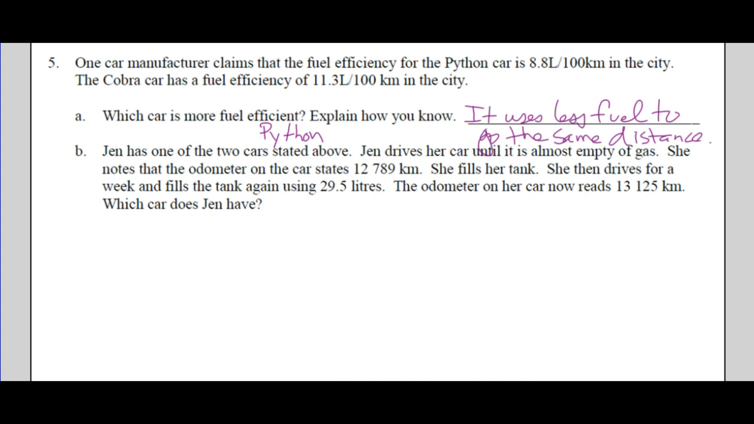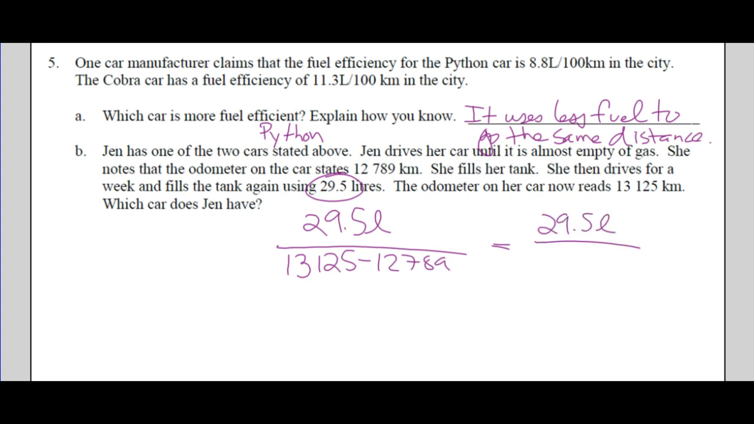So we got to figure out how many liters she used per 100 kilometers, right? So we know how many liters she used. She used 29.5 liters, and she went this distance. That's how many kilometers she went, right? Well, that's an expression. We got to actually work that out. So it's 29.5 liters per, okay, so we got 13,125 minus 12,789.